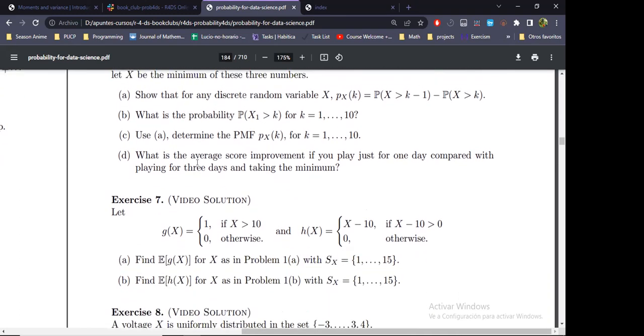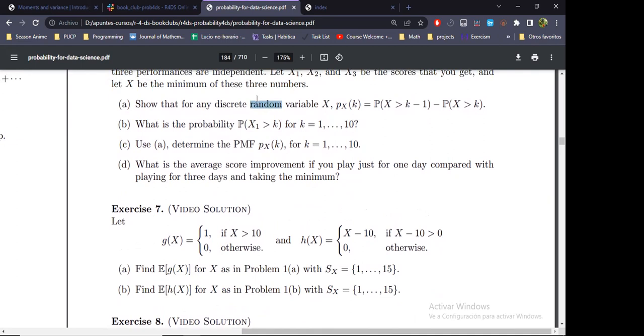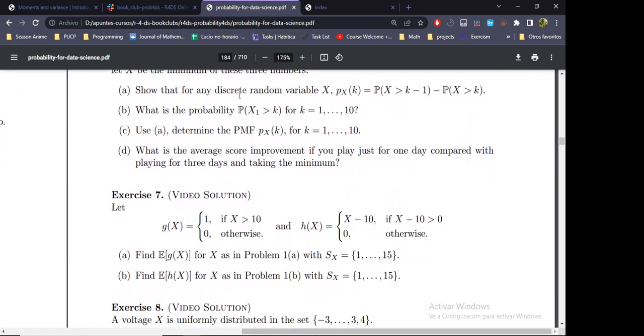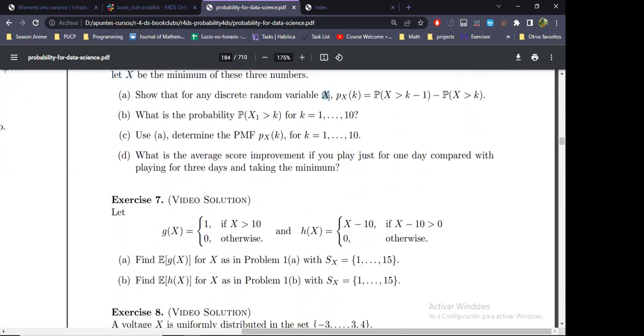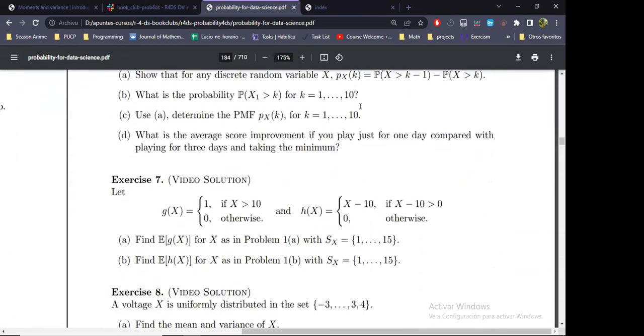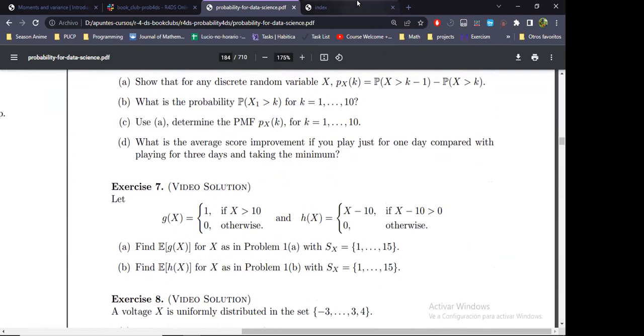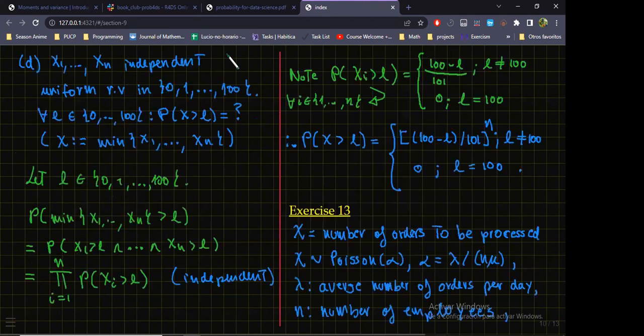Then compute the following. First, well, this first item isn't really related, at least at first sight, to the actual problem. They simply ask us that for any discrete random variable x, it's now a different x from the one discussed before, and for this arbitrary discrete random variable, they show that this equality holds. It's very similar to the one that we saw where you consider the probability that x takes some values in a range, as differences of these probabilities. Kind of like that, but for discrete random variables.